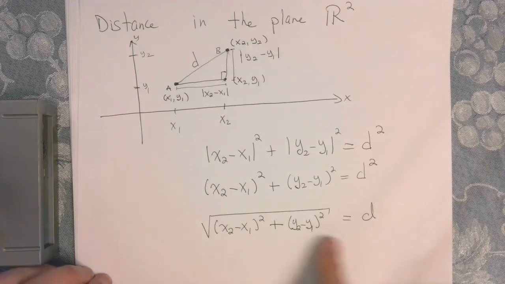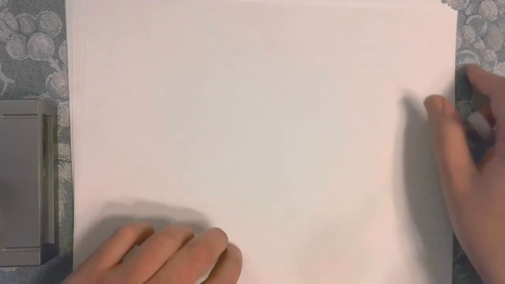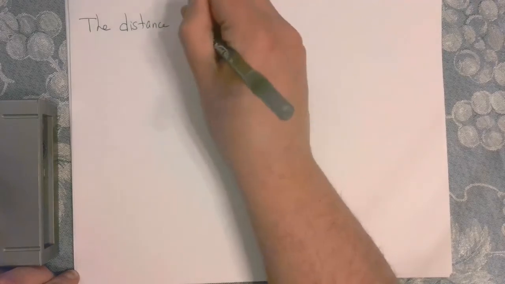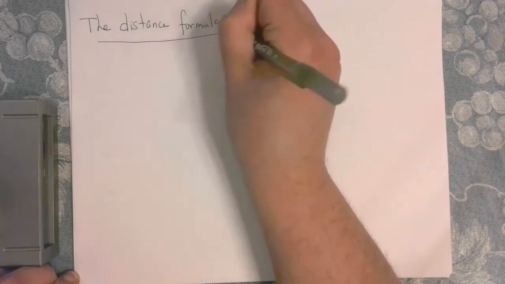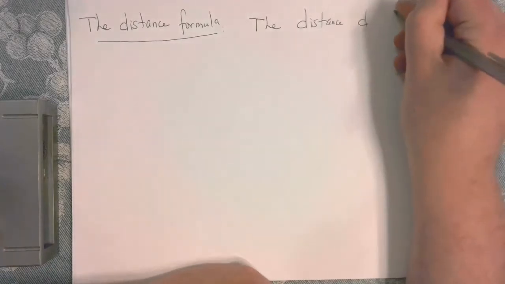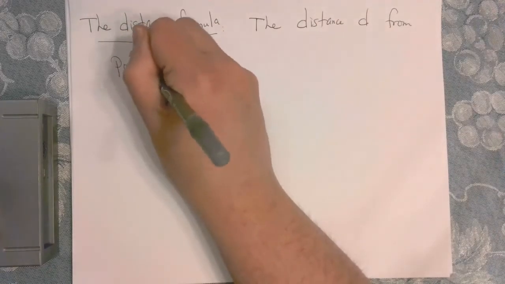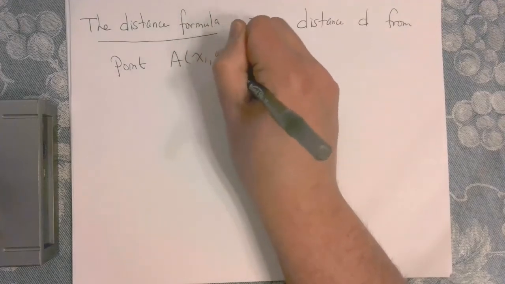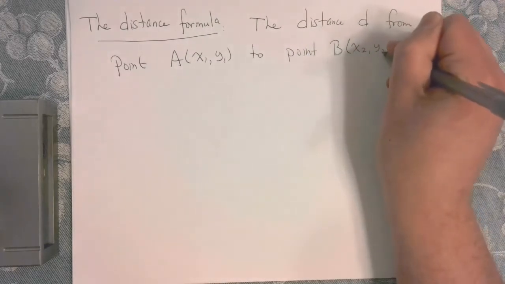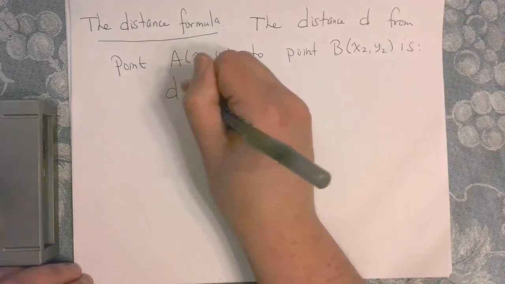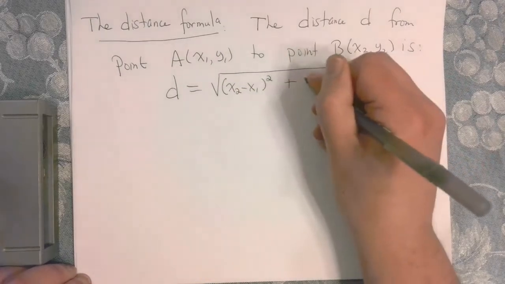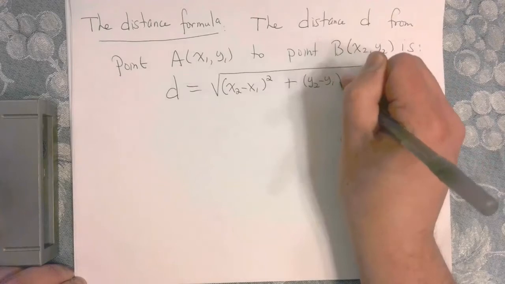So let's state formally this distance formula. Just kind of summarize what we talked about here. So I'll say the distance formula: the distance d from point A, which is x1, y1, to point B, which we're calling x2, y2, is exactly what we just found. So d, the distance, is equal to the square root of x2 minus x1 quantity squared plus y2 minus y1 quantity squared.